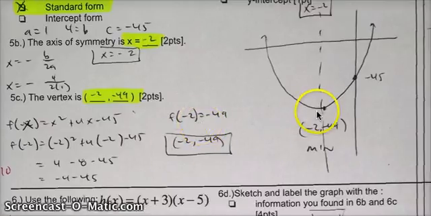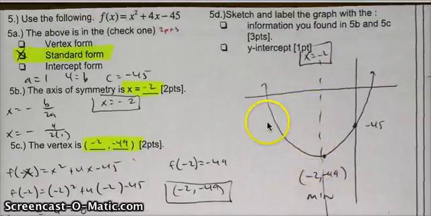So I've graphed my vertex there. I know it's graphing up because my A value is 1. And so sketch and label with your information, which we did. And don't forget the y-intercept, which is your C value, -45.